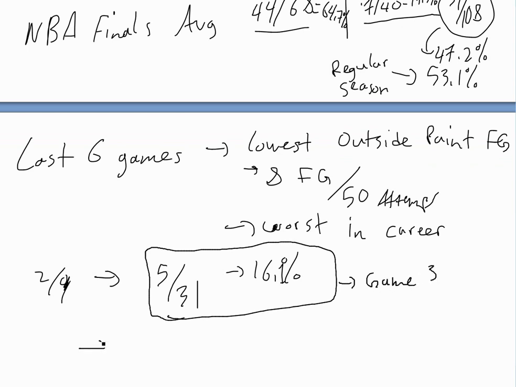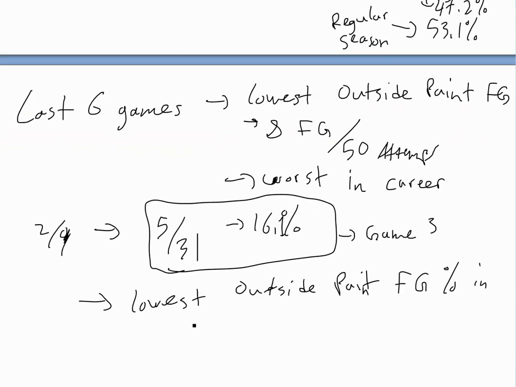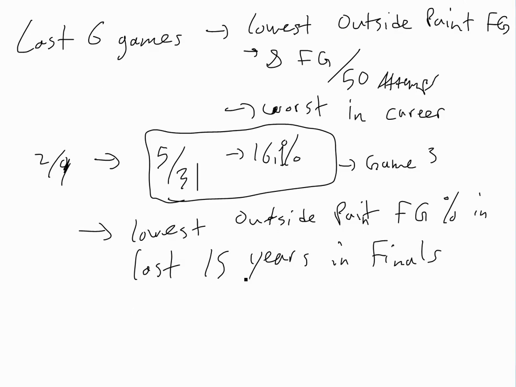So this is the lowest field goal percentage, lowest outside the paint, in the last 15 years in the NBA Finals, but it's also the lowest to actually win. So they still won the game because all they did was drive to the rack. But worst to win. So this is just quite fascinating. Worst to win.